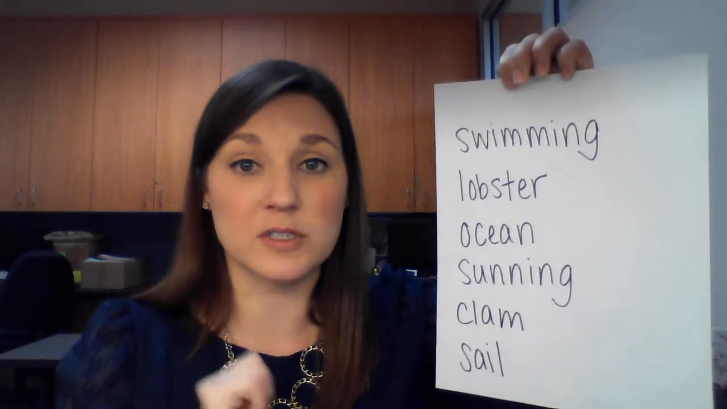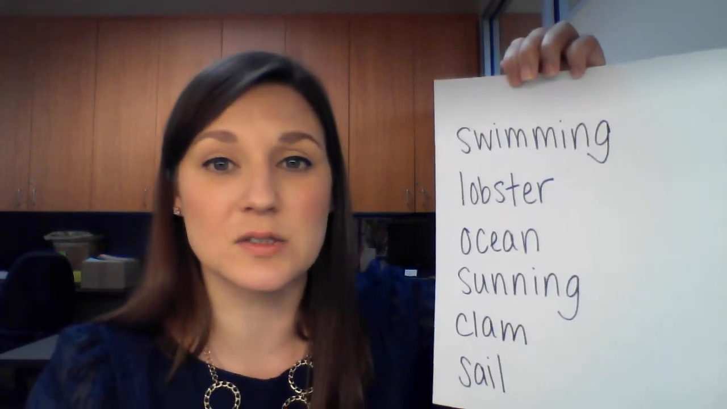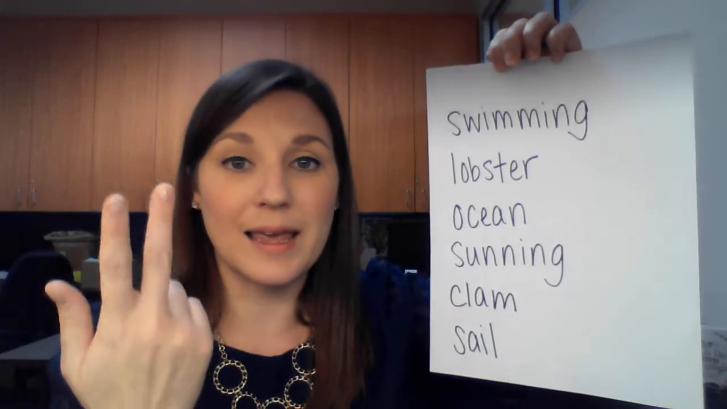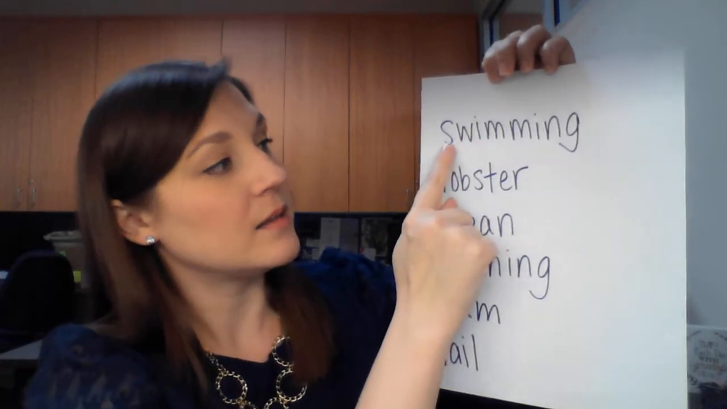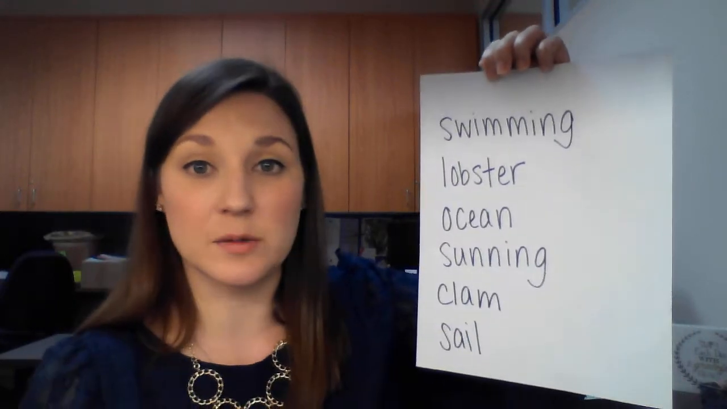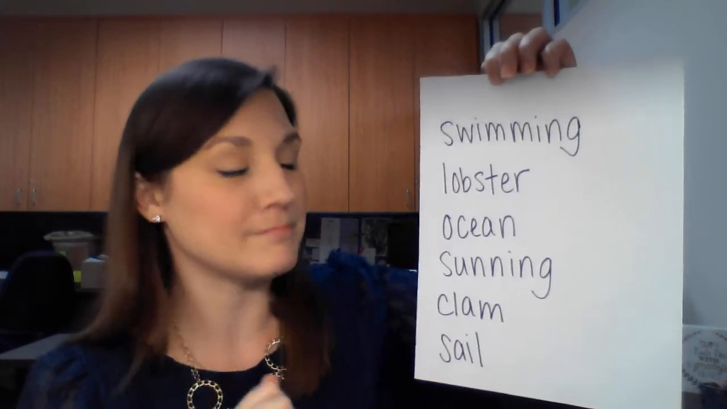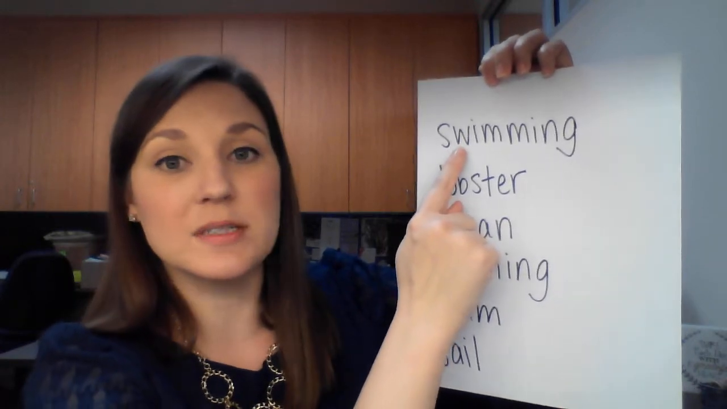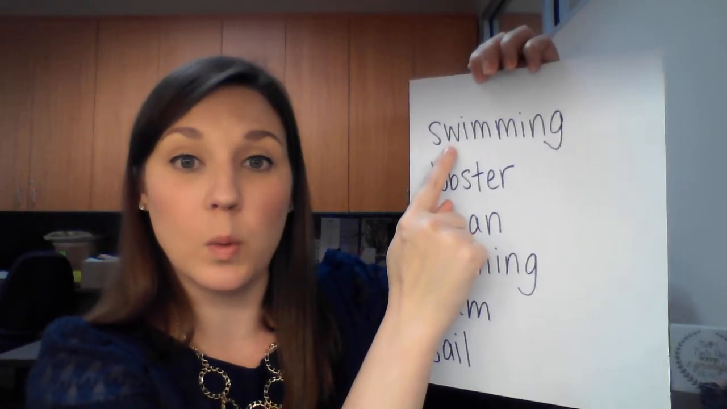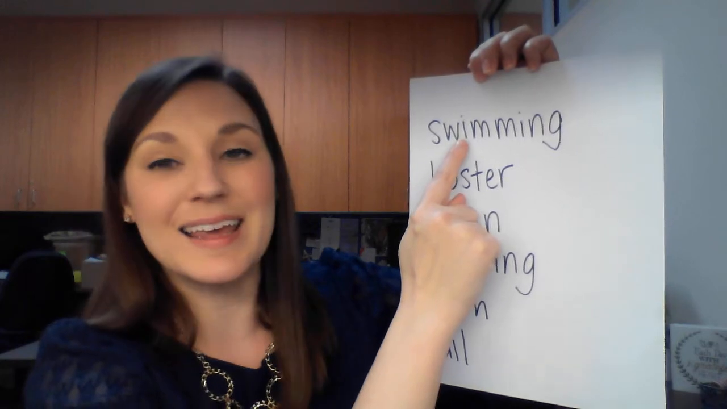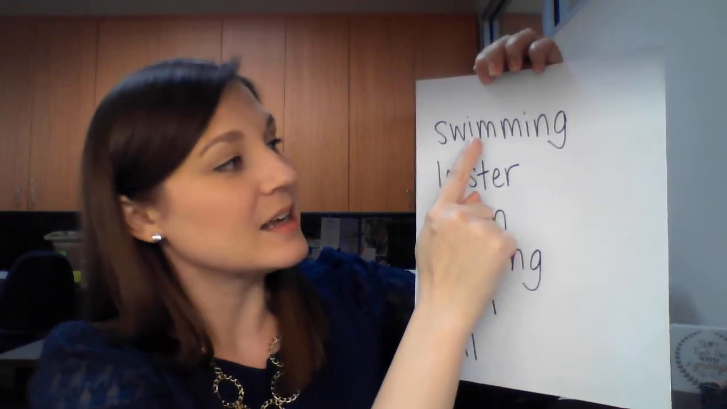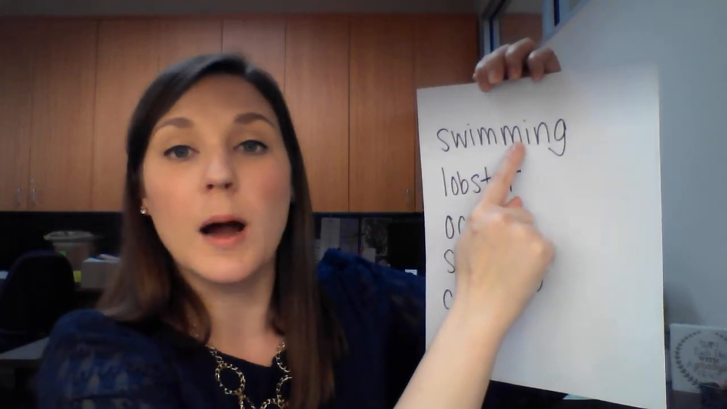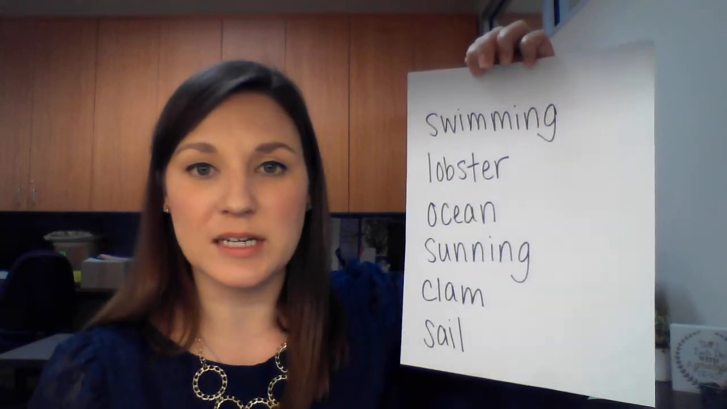Swim-ming. Let's think about that first syllable. Swim. Let's do the sounds in swim. S, w, i, m. I have 4 sounds. So the first one is s. It's represented by an S. Do we think that's an appropriate representation for S? Definitely. What about the W? Is that an appropriate representation for W? Yes. What about I for i? Is that an appropriate representation? Yes. Then I have MM for m. Is that an appropriate representation?